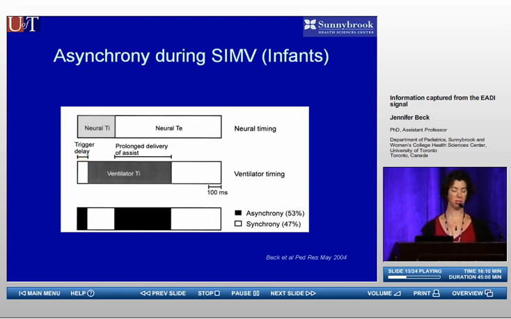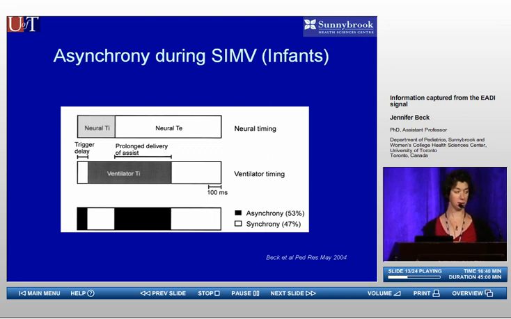And you might say, that's not so long. But when you consider that the neural TI in a baby is about 300 milliseconds, that means 30% of their neural inspiration is spent trying to trigger the ventilator. You also have the prolonged delivery of assist into neural expiration, and Rolf showed us earlier that this can have a significant impact on the breathing pattern. And you can see here that it's about 50% of neural expiration.